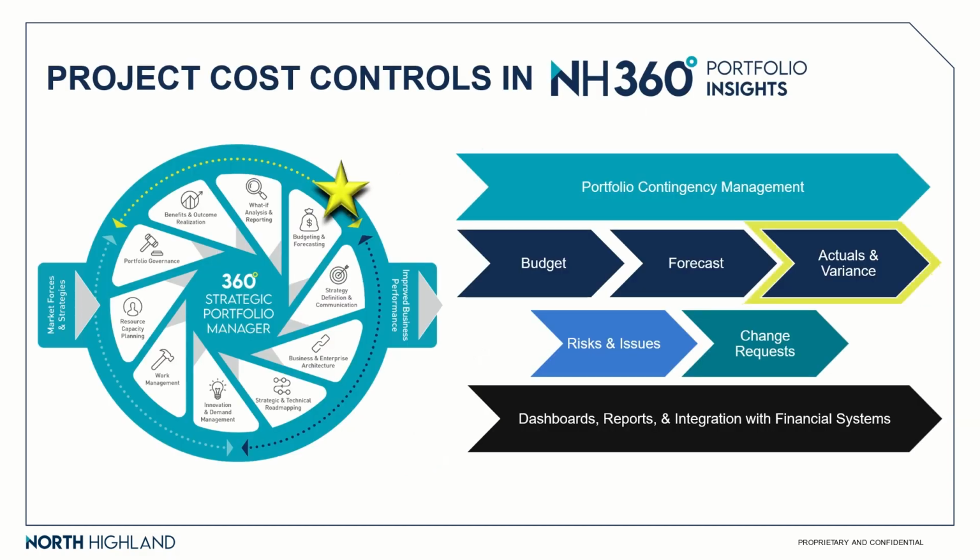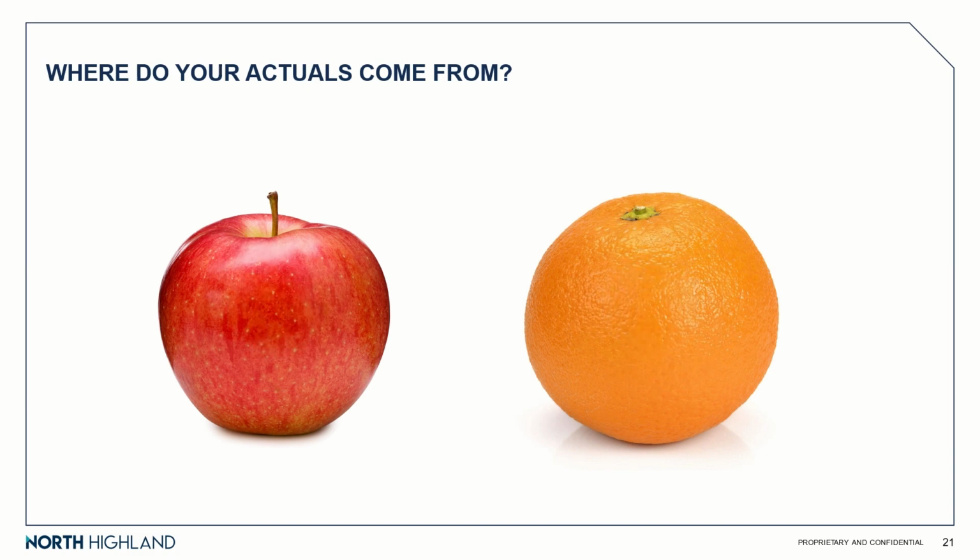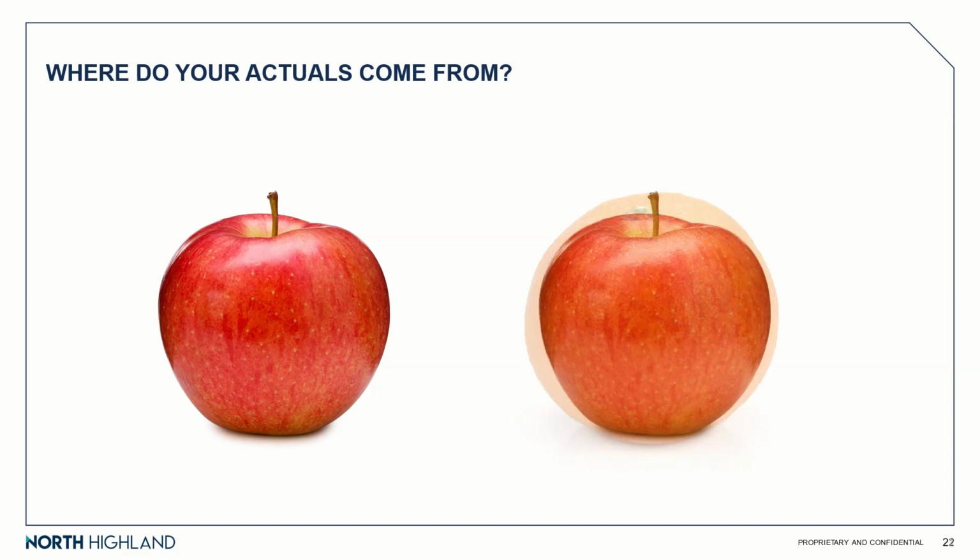Let's look at tracking the actuals and managing variance. Where do your financial actuals come from, and how do they get into NH360 Portfolio Insights? We've already talked about the apples to oranges challenges of a program and project manager's cash accounting viewpoint based on the life cycle of a program and project, and paying for project costs like consultants and materials. This is in contrast to the GAAP accounting practices and debits and credits and fiscal periods that govern your organization's single source of truth for finances.